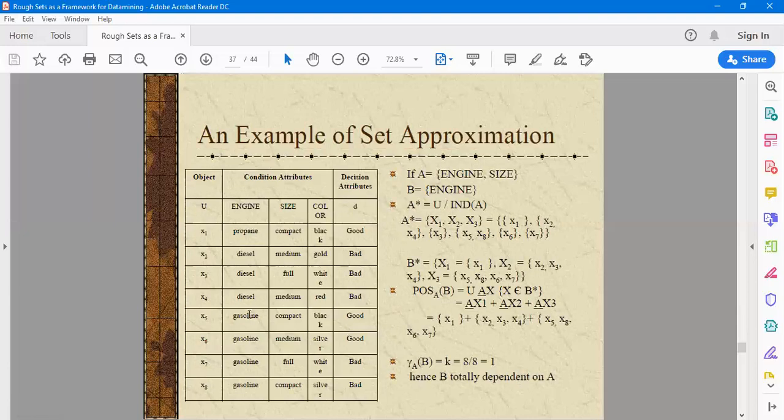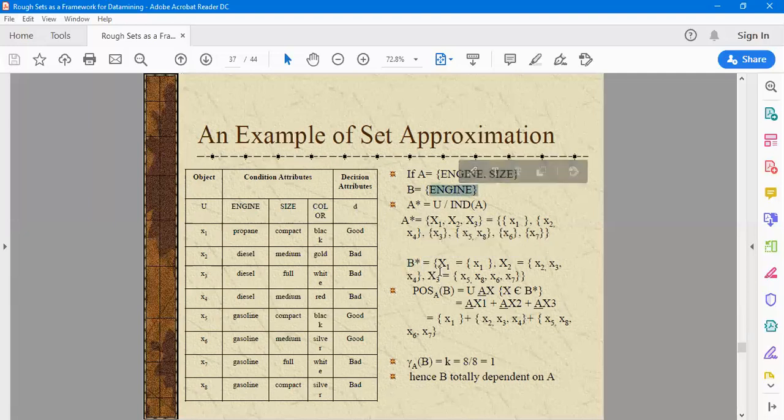So here, the same example which we were considering, now we will take two condition attributes, engine and size. So A is engine and size, and we have to see the dependability on A, on engine. So now B becomes engine over here. So A star will be nothing but all the equivalence classes. Here X1 will be the equivalence class on engine, X2 will be equivalence classes on size, and X3 will be equivalence classes on color. How this is calculated, I have explained in our previous lectures. Now we will calculate B star.